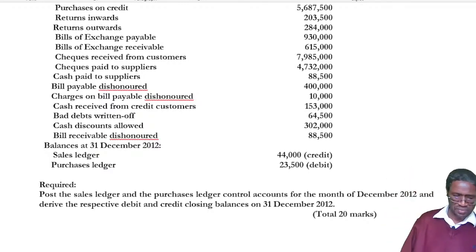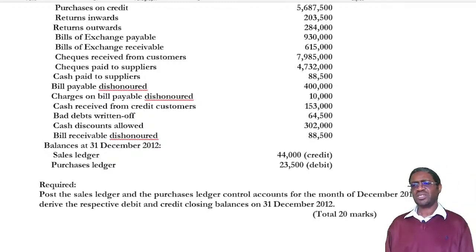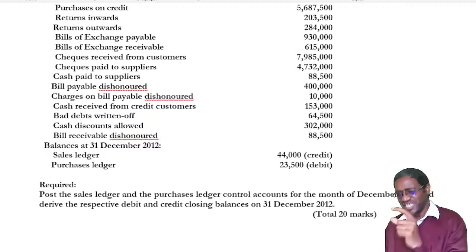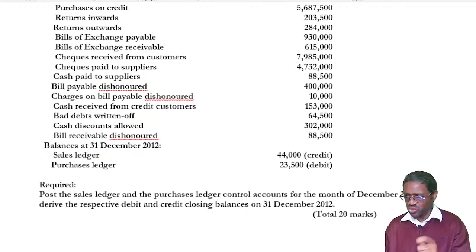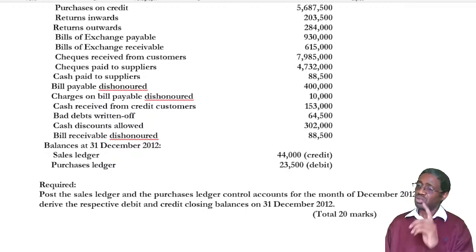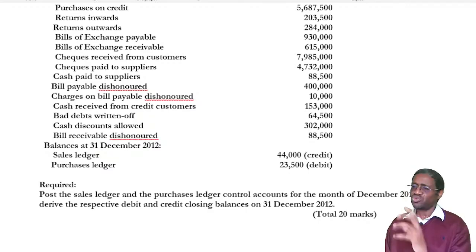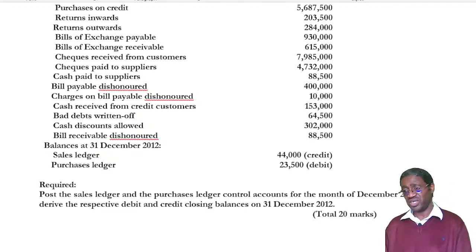Are you there? Good. Then you are given purchases ledger, another one, 23,500. It's a debit. Purchases, I've told you, they are creditors. Creditors are always a credit balance. But here they have given you the debit one. So this examiner wants you to determine the other one on your own as a balancing figure now.